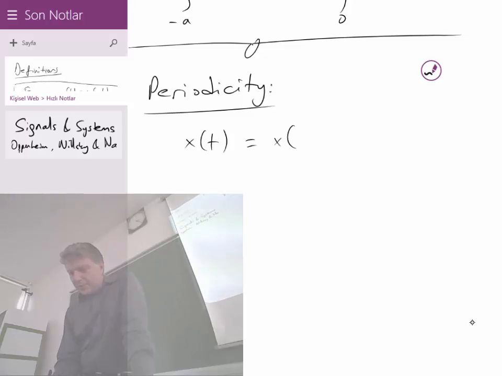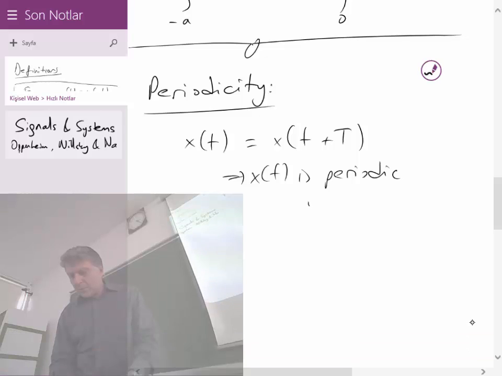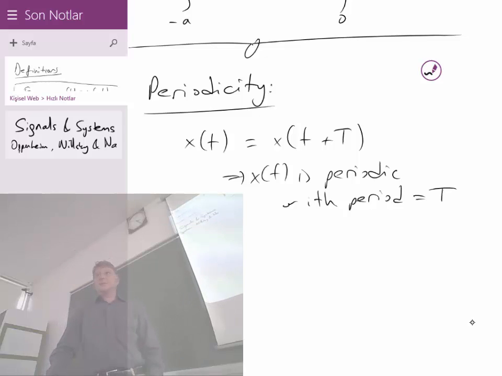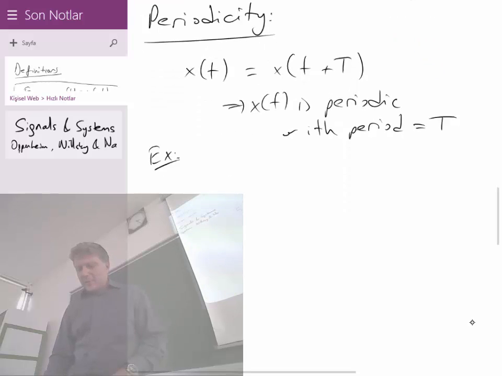If x of t is equal to x of t plus some certain capital T, this lowercase t is the free argument, the free variable, the time. That capital T is a certain number. If you can come up with this equation for a certain capital T, then you say that x of t is periodic with period capital T. This capital T will be the period now. Okay? Now this induces many things. For example, let me ask you this example question. Is this a periodic signal?